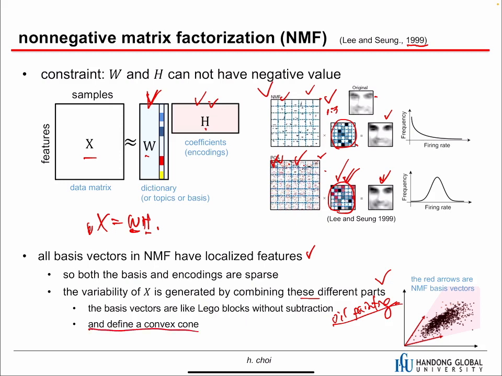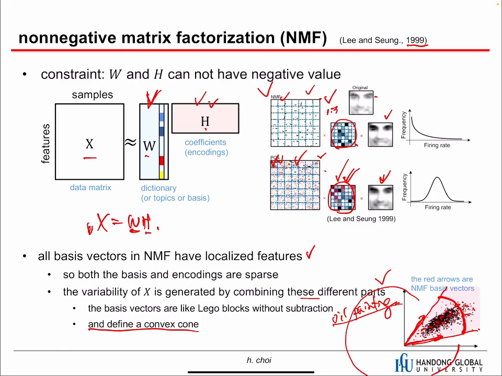And the basis vectors define a convex cone. So when we have the data samples like this, then these are the basis vectors, and these basis vectors make this cone here. So these basis vectors are responsible for all the data samples within these cones. So we don't have to worry about all the other part. So the basis vectors can focus on the real data set.